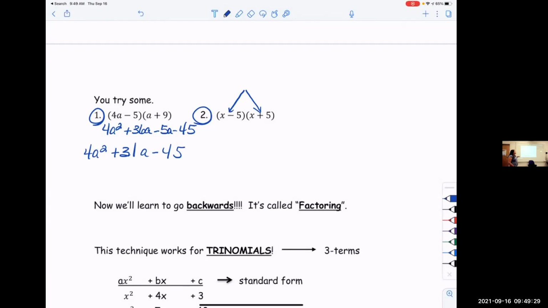All right, guys, what happens on number 2 when you have opposite signs? What happens with your outer and inner? They cancel out. So really, if you recognized it, you could just skip outer and inner. But it only takes a matter of seconds to do it. So x squared, outer, inner, last, and they cancel out. All right, so y'all feel pretty good about that? All right, so now we're ready to go backwards.